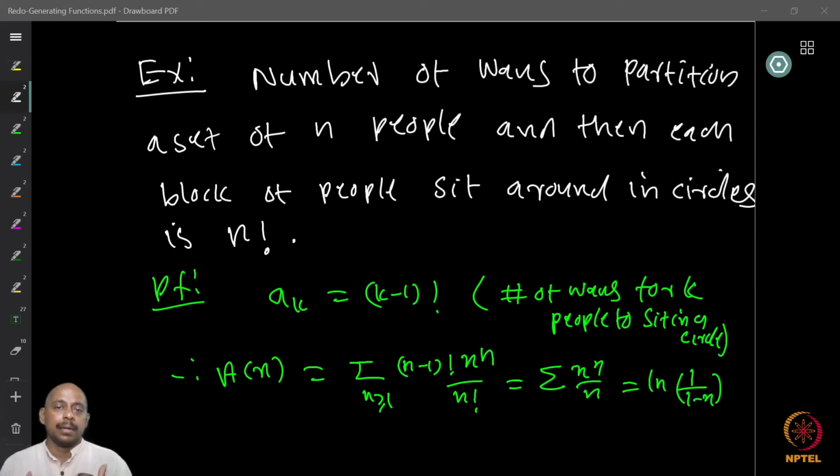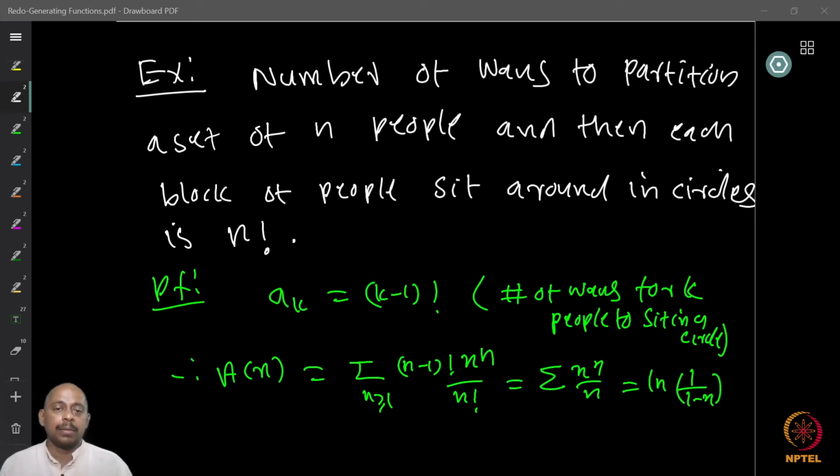So we are basically partitioning n people into blocks, and then asking each block of people to sit around circular tables. So you have circular tables with chairs around them, and we will ask these people to sit around these tables. Now, how many ways can one do this? The claim is that this total number is n factorial. So let us prove this using the composition of generating functions.